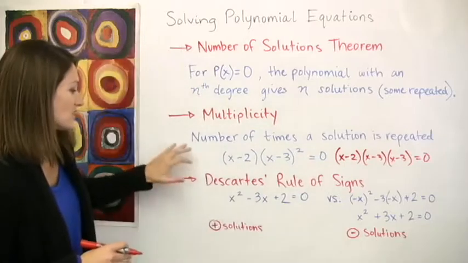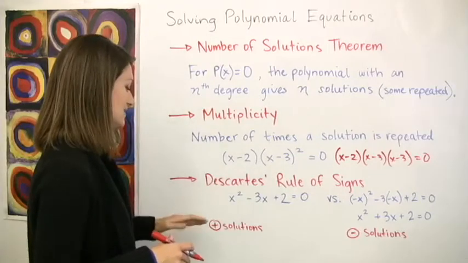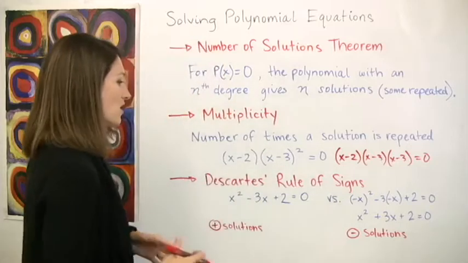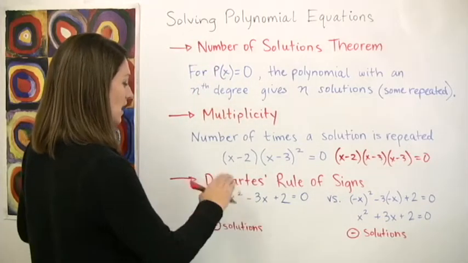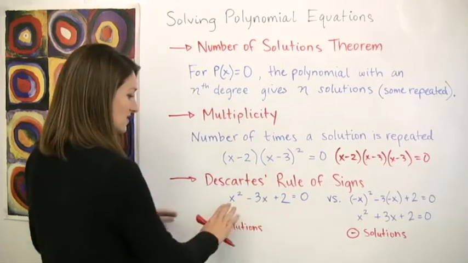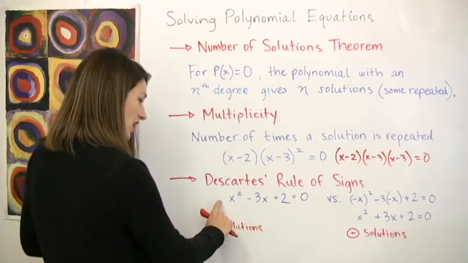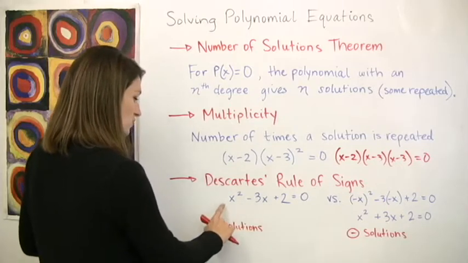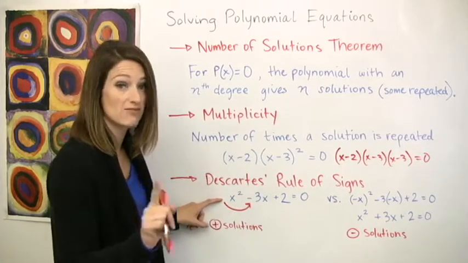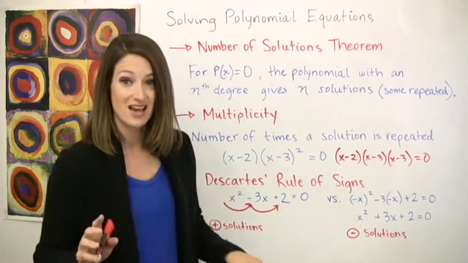Last theorem that we'll talk about right now is Descartes' rule of signs. This allows you to find how many positive solutions a function may have and how many negative solutions it may have. We do that by looking at the variations of signs within this polynomial here. So this is an example of x squared minus 3x plus 2 equals 0. If we look at the change in our operation signs here, we start out positive and then we're changing to negative, so that's considered one variation. And then we go from negative to positive again, so that's our second variation.